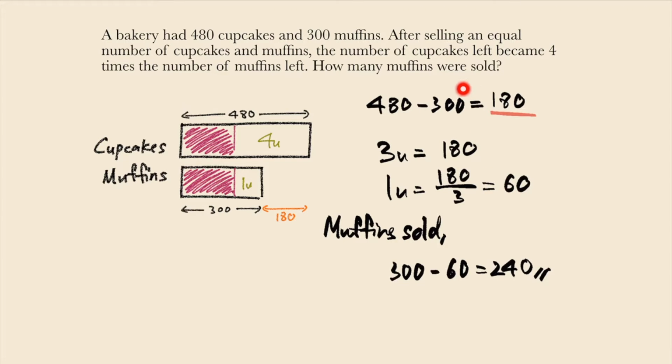The question is, how many muffins were sold? So we are actually interested in this purple part here, muffins sold. Well, once we know 1 unit is 60, 300 minus that will give us the answer.